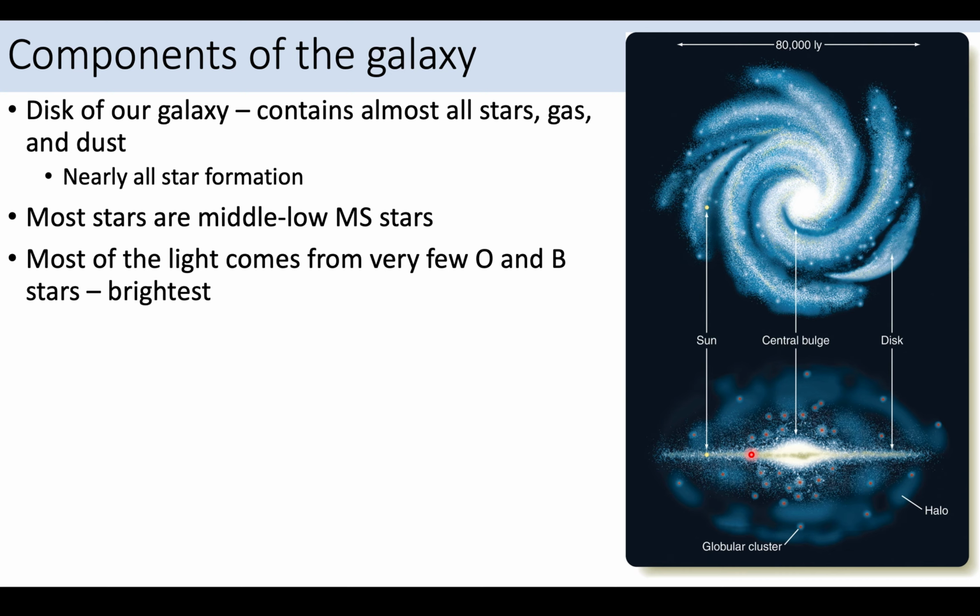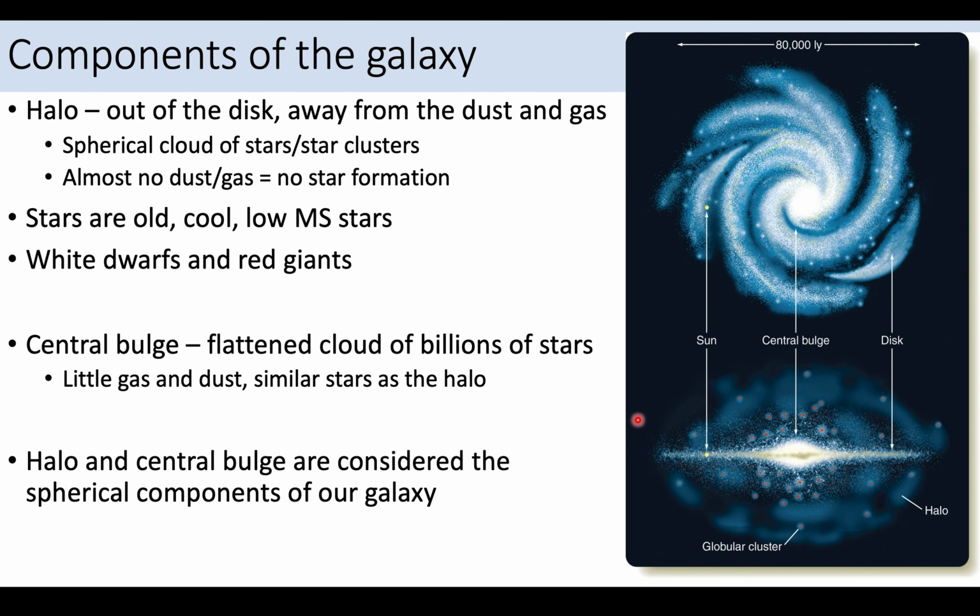Most of the stars within this disk are low to middle main sequence stars, but most of the light actually comes from very few, very bright stars. There's a few stars that are very, very bright, and that is where most of the light actually comes from. So this disk of our galaxy is where most of the material of our galaxy actually exists.